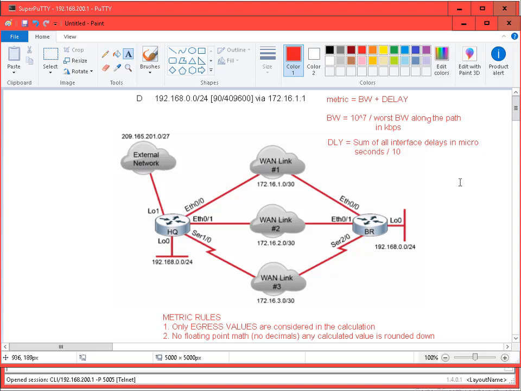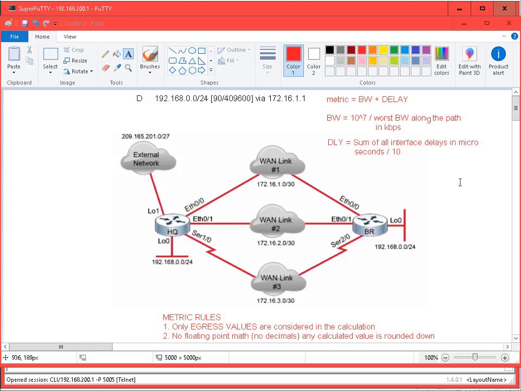Okay. So the bandwidth equals 10 to the power of 7. Where did that 10 to the power of 7 come from? That's a fixed value. It's just part of the formula. 10 to the power 7. It's in the actual EIGRP formula. And in OSPF, it's 10 to the power of 8. And we'll talk about OSPF tomorrow. But that 10 to the power of 7, it's part of the EIGRP calculation.